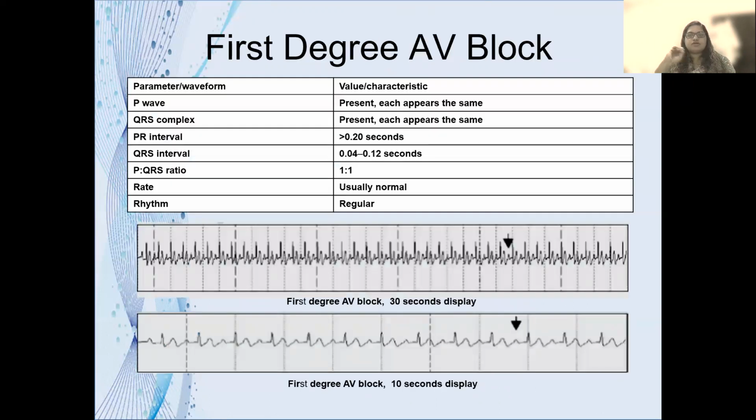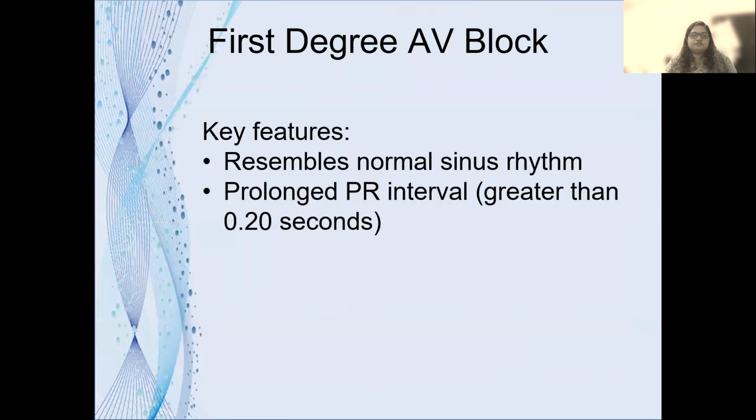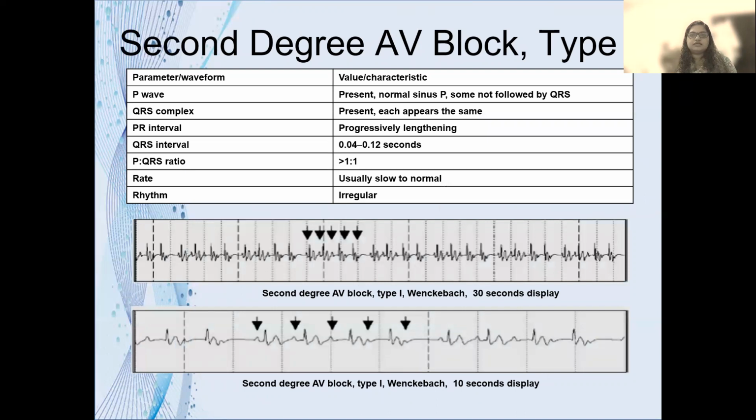So first degree AV block is usually considered not a big problem if the patient is not symptomatic. You can see that in the first degree AV block, the only problem can be a long PR interval, a prolonged PR interval. That may be the only problem in first degree AV block. It may not be very serious. Patient may not be symptomatic also. It may be like a sinus rhythm.